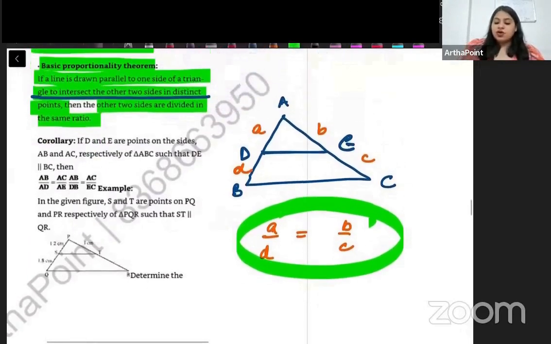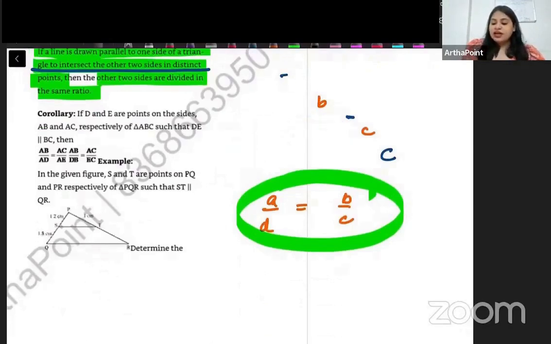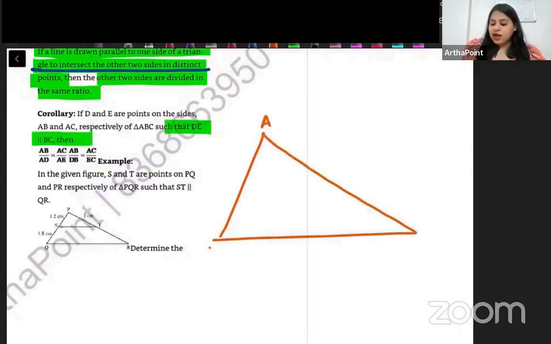We also have a corollary that we must satisfy. If D and E are points on the sides AB and AC respectively of triangle ABC, such that the sides are divided in the same ratio, then DE is parallel to BC. What does this mean, beta? It means if I give you a triangle A, B and C, and I tell you, look, this ratio is the same. This is 4, this is 12.